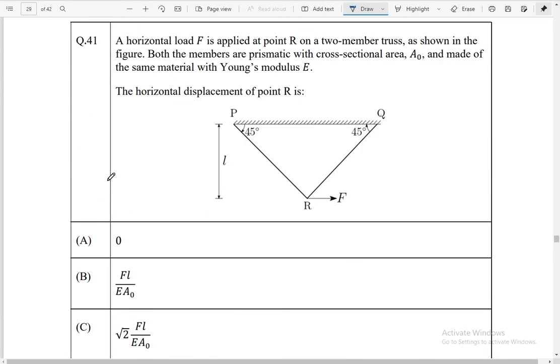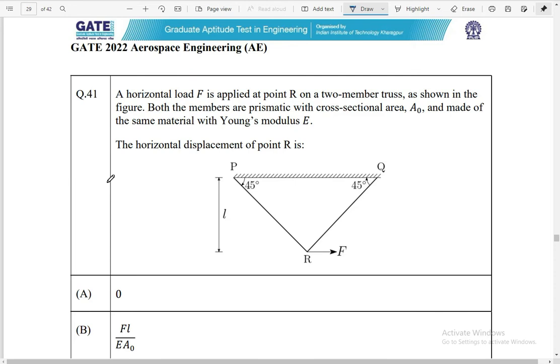For question number 41, we have a horizontal load F applied at point R on a 2-member truss as shown in the figure. Both the members are prismatic with cross-sectional area A0 and made of the same material with the same Young's modulus. Materials are same, cross-section is same, and Young's modulus is given, that is same. The horizontal displacement of point R is asked.